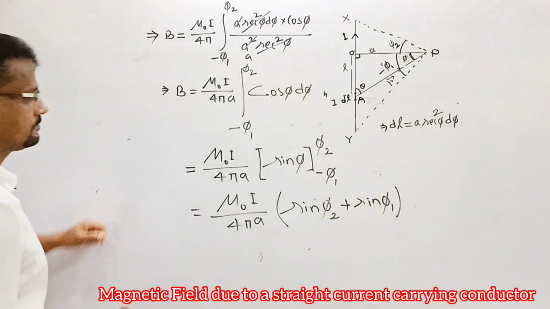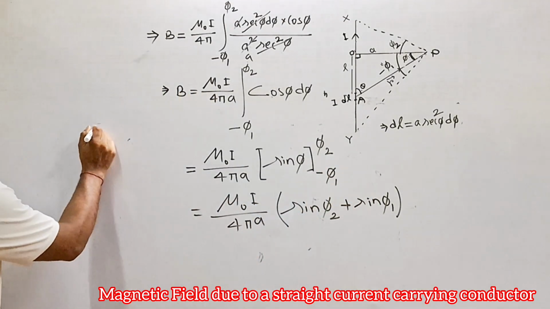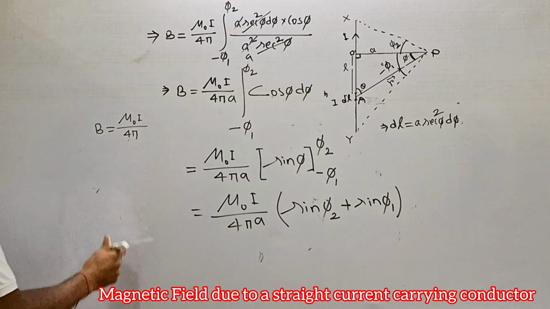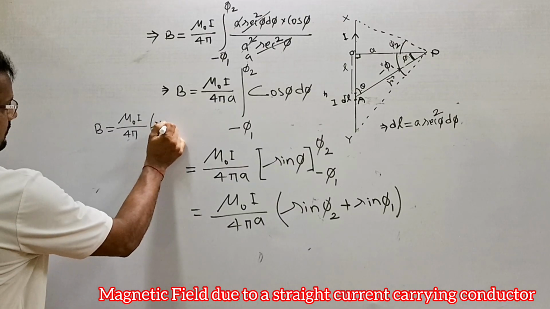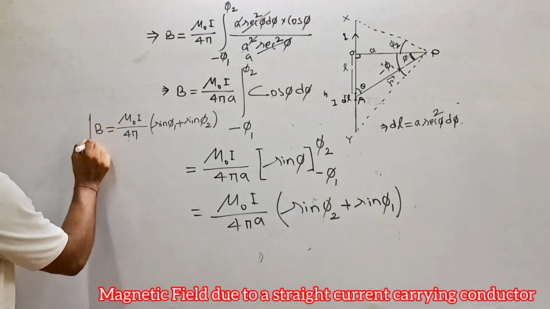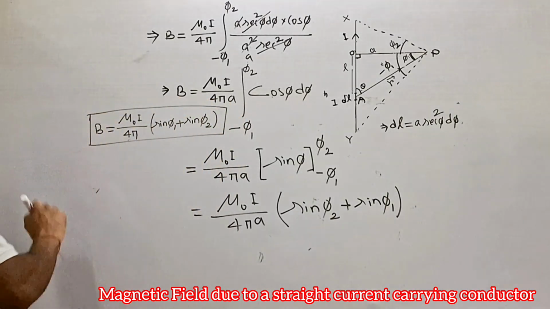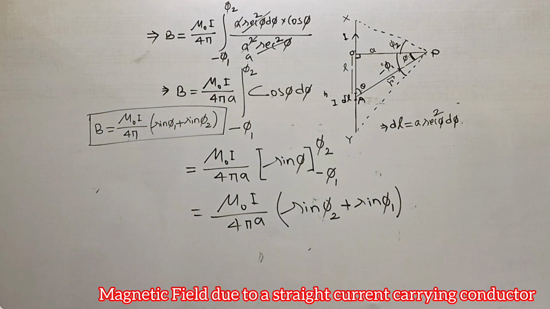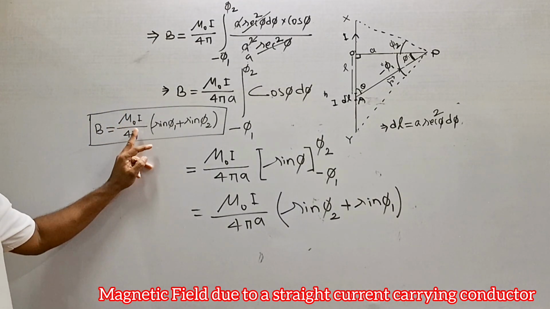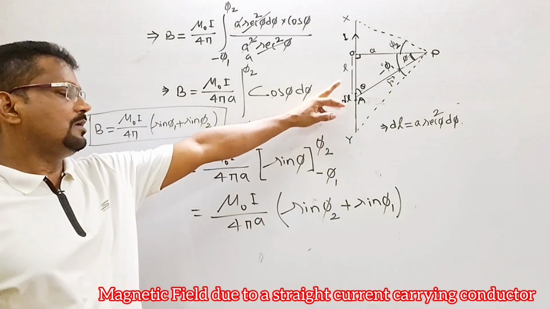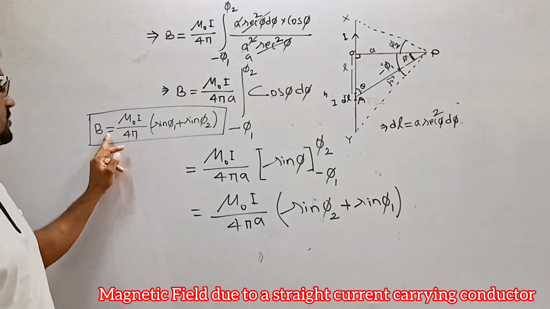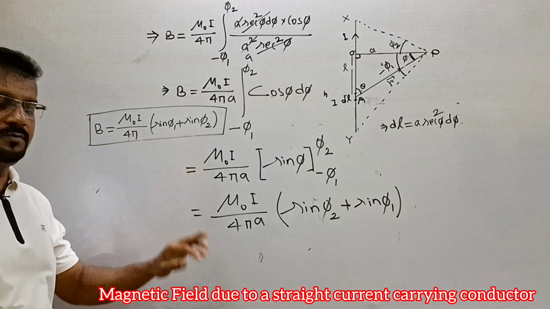let me write here, B equal to μ₀I by 4 pi into sin phi 1 plus sin phi 2. So this is the expression for magnetic field at a distance, say, from a straight conductor due to current I which flows in the straight conductor. So B equals to μ₀I by 4 pi, sin phi 1 plus sin phi 2.